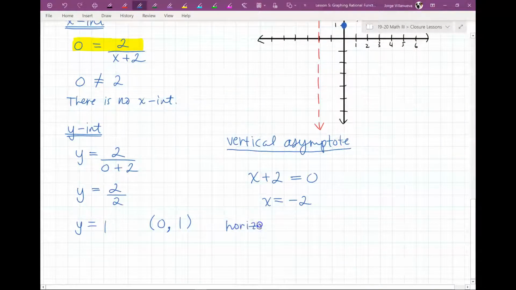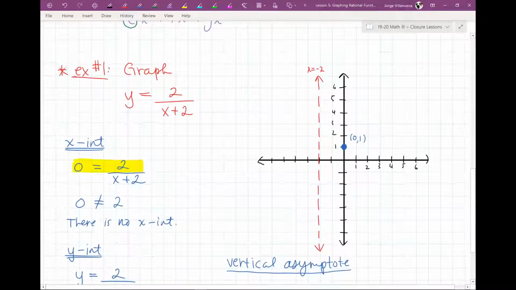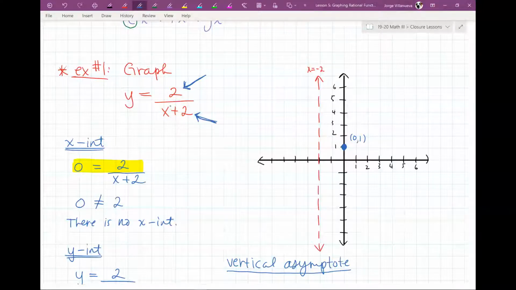Now, last but not least, horizontal asymptote. Now remember, for the horizontal asymptote, I'm supposed to look at my original equation. So there it is, y equals 2 over x plus 2, and ask myself the questions. Does the numerator have a higher degree than the denominator? Well, the numerator doesn't have a degree. There's no variable there. The denominator has x to the first power. That has a degree 1. So the numerator does not have a higher degree than the denominator.